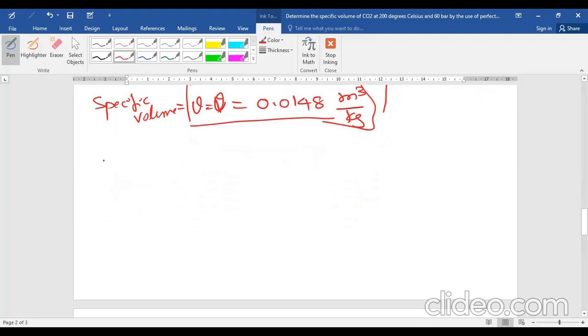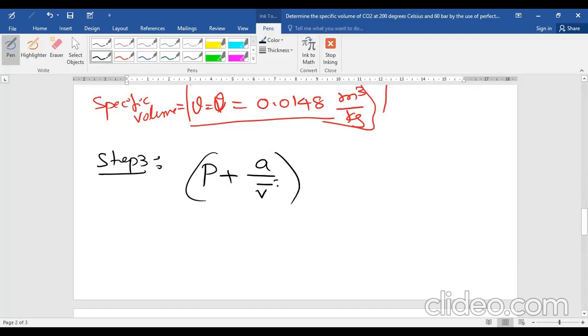Okay. Step number 3. What is the next equation? That is the Vander Waals equation: P plus a by v square, into v minus b, is equal to R bar T. This is one type of real gas equation. What is the name of this equation? Vander Waals equation.